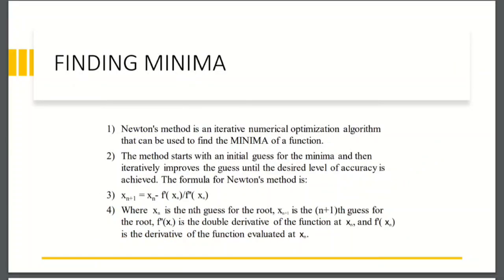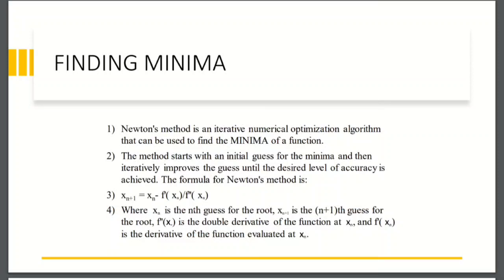Then, after finding the root, we can find minima using Newton's method. Similar to that, it starts with an initial guess for the minima and then it improves its guess until the desired level of accuracy is achieved. Here the formula for Newton's method is x(n+1) equals xn minus f dash of xn by f double dash of xn. Here we are dealing with the single derivative and double derivative of a function.